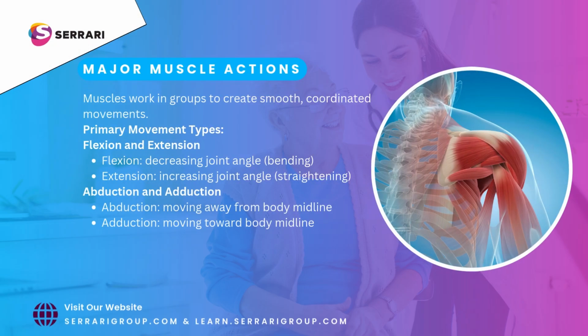Major muscle actions. Muscles work in groups to create smooth, coordinated movements. Primary movement types. Flexion and extension. Flexion, decreasing joint angle, bending. Extension, increasing joint angle, straightening.